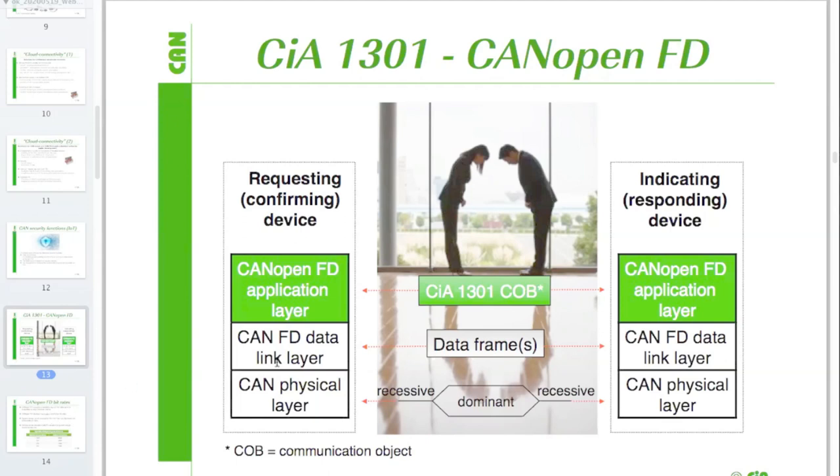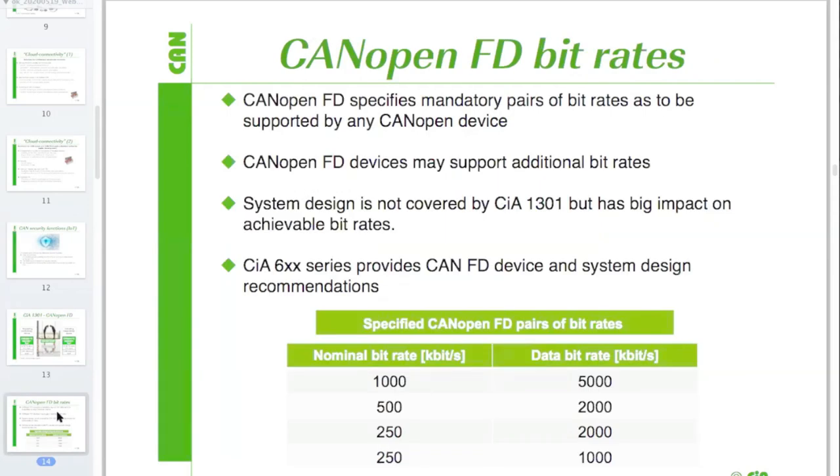So we start from the bottom and work our way upstairs, let's say. We start with the physical layer and the data link layer. The physical layer topology remains the same. There will be a linear topology. This is mostly the advantage in CANopen networks, and it will also be in CANopen FD networks.